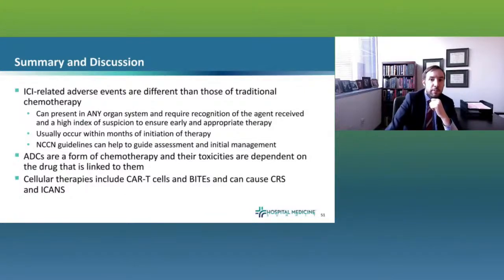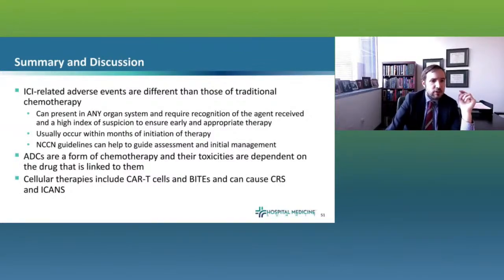So hopefully you can see what the patient got, or the patient knows what they got, or you have a good relationship with the oncologist. You could pick up the phone and find out what they've got. But usually these occur within months of starting the therapy. It can actually happen anytime though. It's quite variable, early or late.